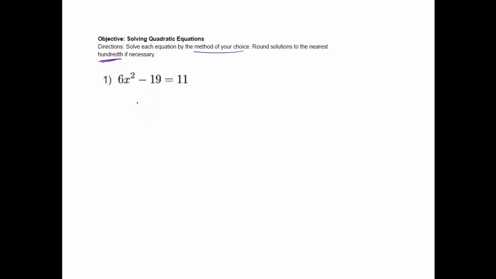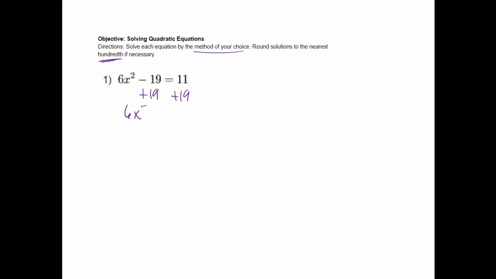All right, I'm going to start this one by noticing that it is missing the bx term, so I'm actually going to use square roots. If you would prefer the quadratic formula, please fast forward to me working it using the quadratic formula. So if I'm using square roots, we do not want it to equal 0, so I'm going to actually add 19 to both sides to isolate the x squared.